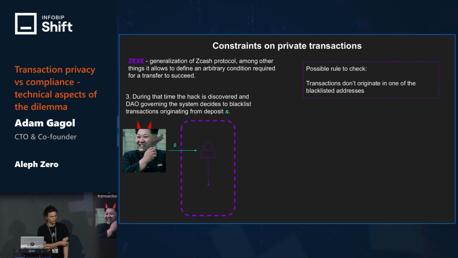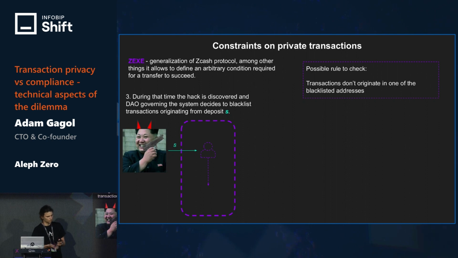And during this wait, the hack is discovered, and the DAO governing the blacklist decides to blacklist all transactions originating from deposit S, because this deposit S is from outside of the private system. Everyone can see that it is coming, for example, from an Ethereum address that is directly involved in the bridge hack.